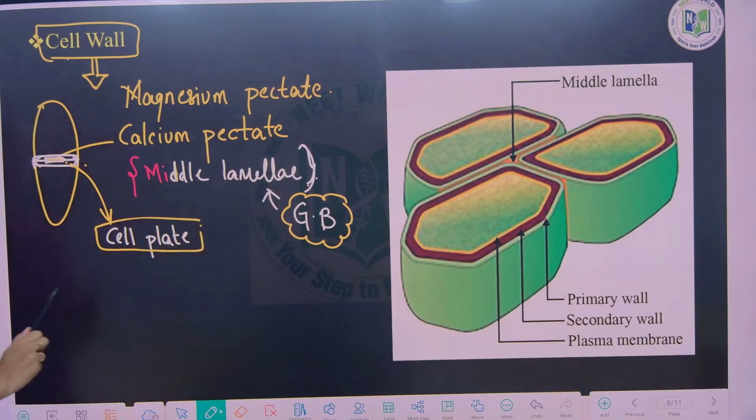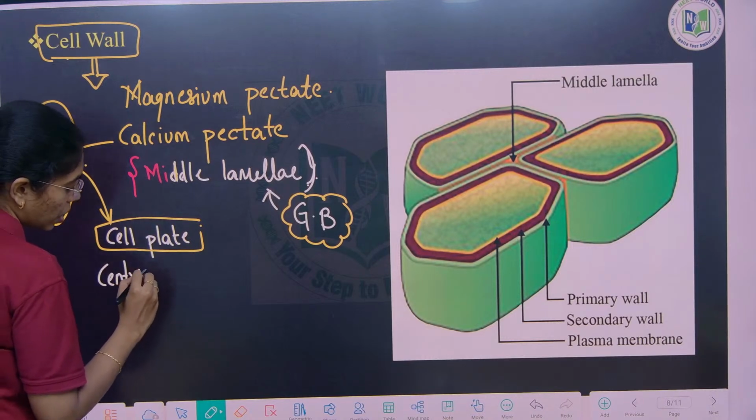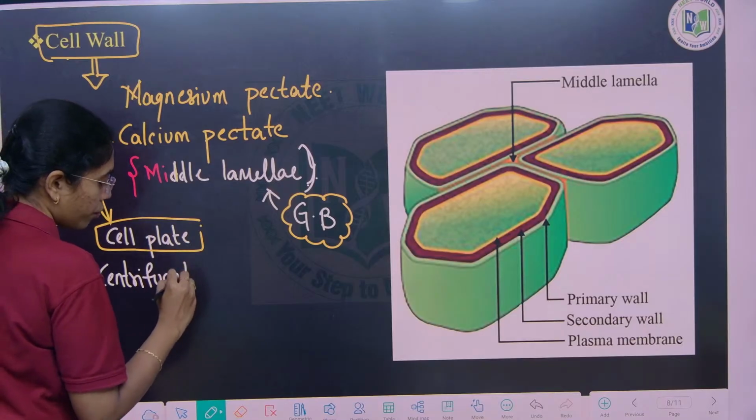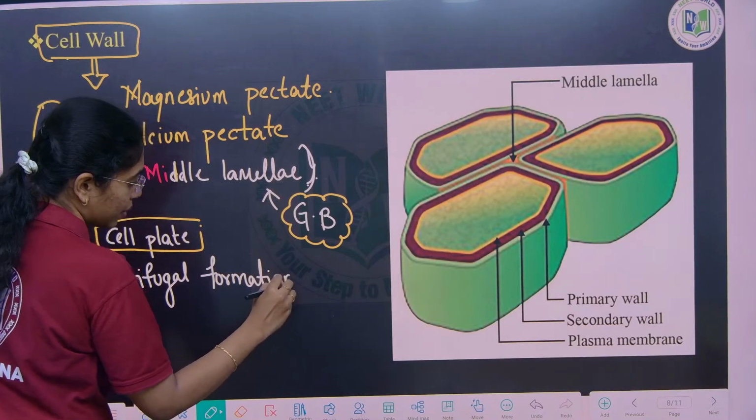Cell plate is formed once it is moving to the peripheral end. Clear, right? So, from the center it is moving to the periphery. So, the formation of cell plate is centrifugal. Centrifugal formation of cell plate takes place in a plant cell wall.